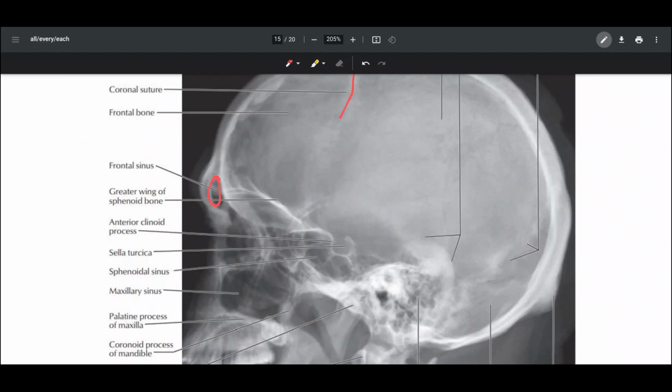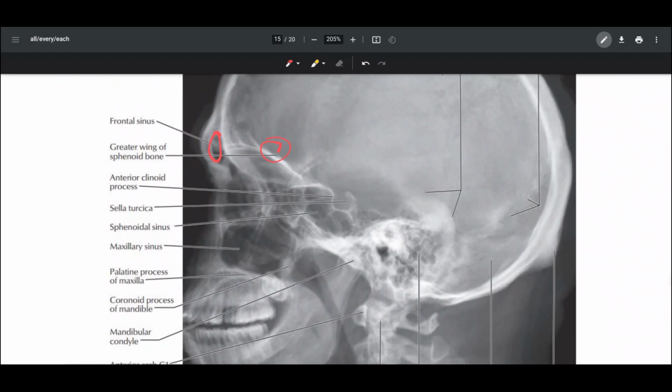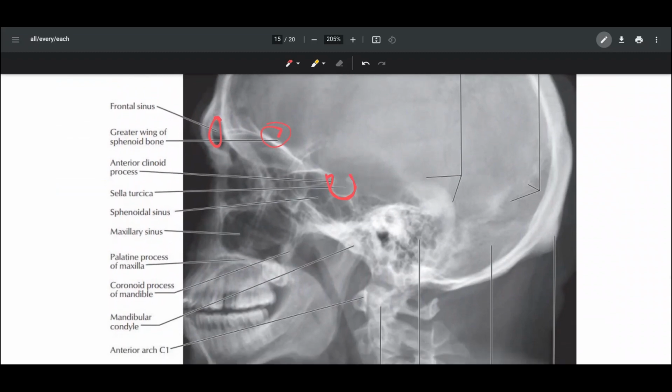Just see carefully, this area is the frontal sinus, and here is the greater wing of sphenoid. This is the greater wing of sphenoid. Can you see this? This is sella turcica, where the pituitary gland lies. It's very important from the Ceph point of view. Below the sella turcica are the sphenoid sinuses.